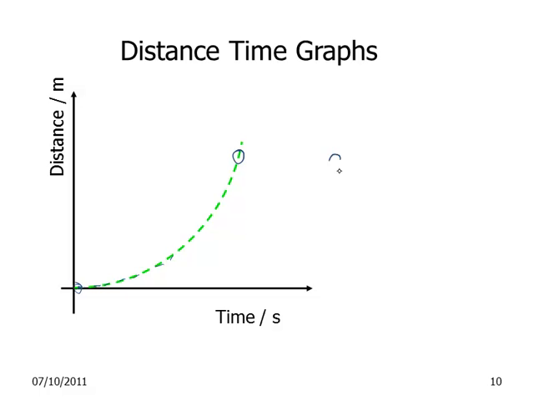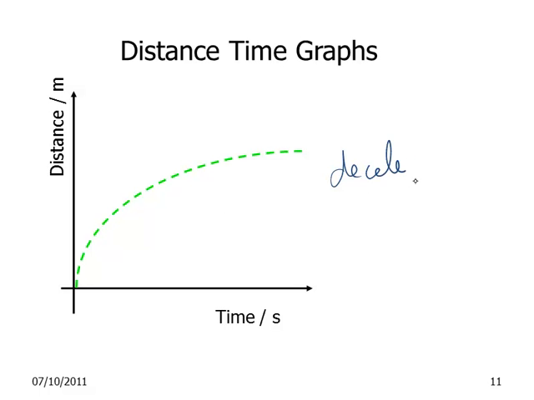This is a graph for acceleration. Similarly, with this one here, as time goes on, it goes a little bit less distance. So this is a graph of deceleration. Now these are the graphs from your junior cert. You would have seen them hopefully in your junior cert science course.